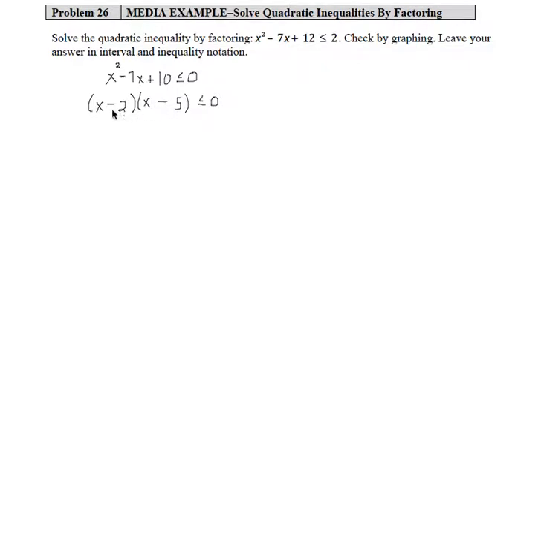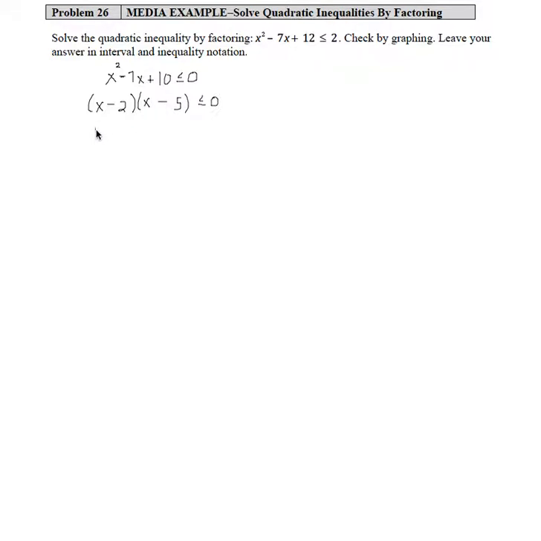So let's double check. x times x is x squared. We have minus 5x minus 2x is minus 7x. Minus 2 times minus 5 is plus 10. So our left-hand side is factored just the way it needs to be.